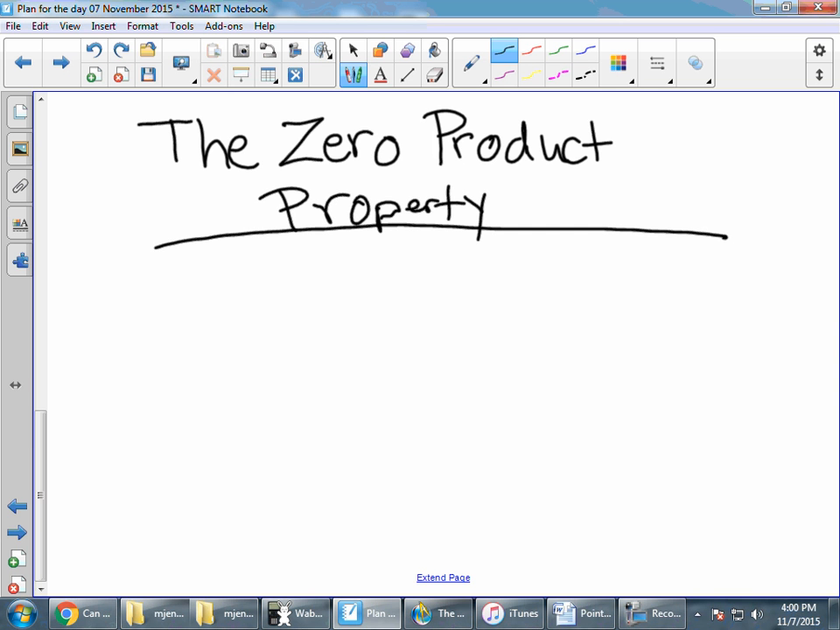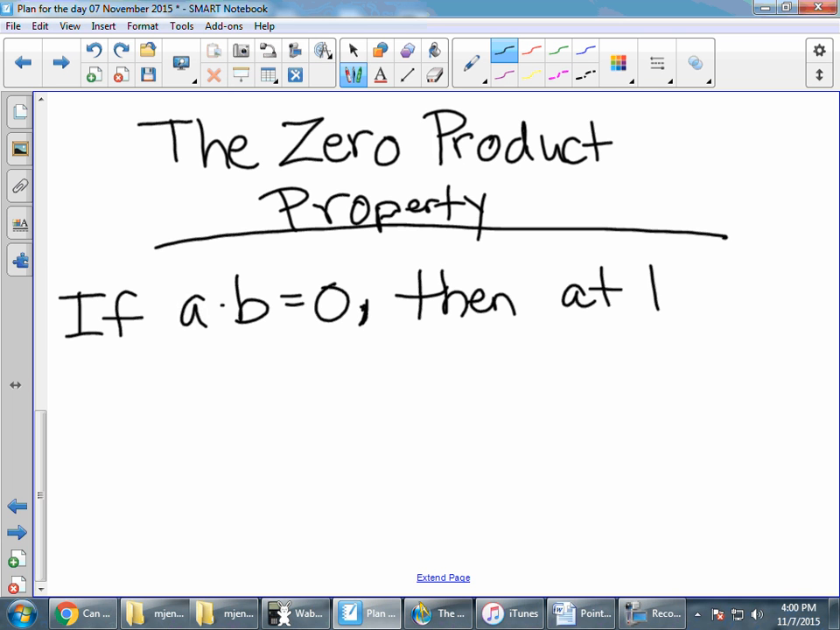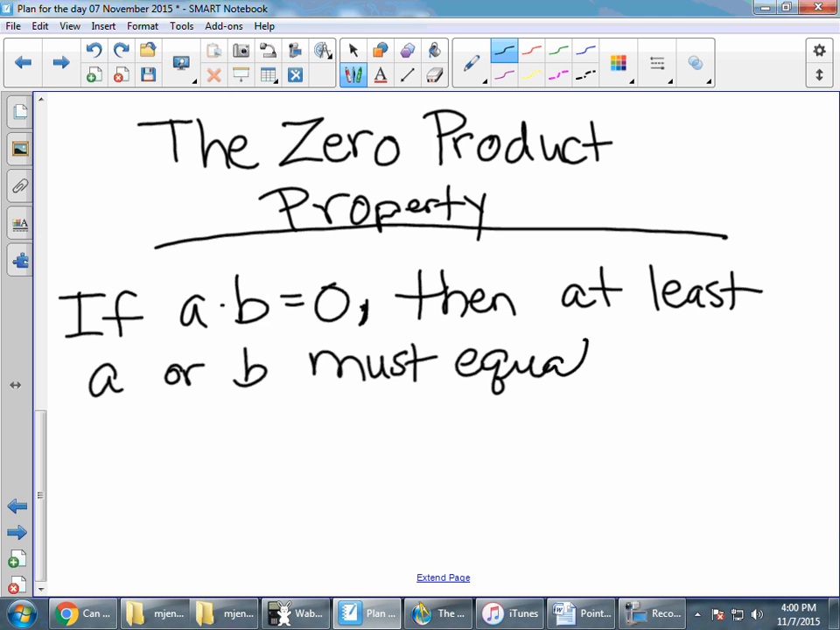Okay? Write this down. If A times B equals 0, then, that's a comma by the way right here, then at least A or B must equal 0.